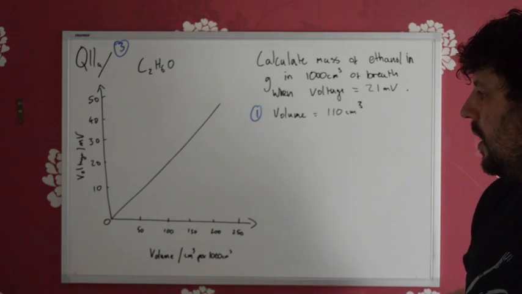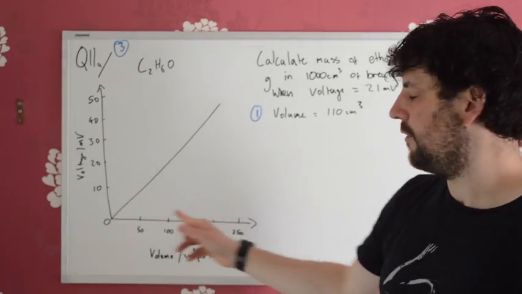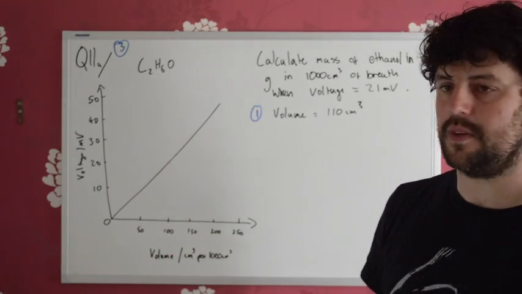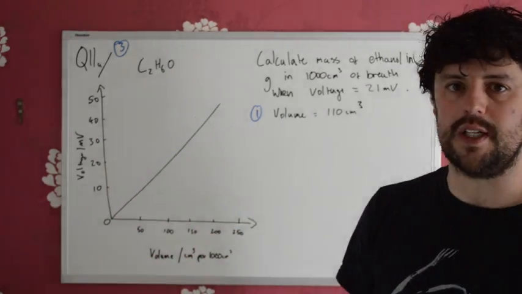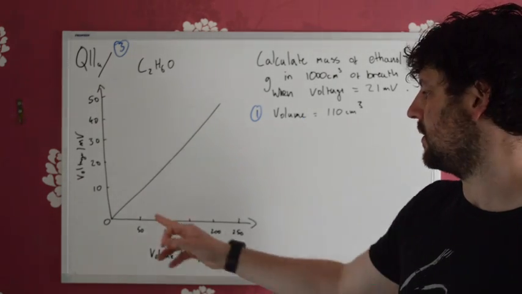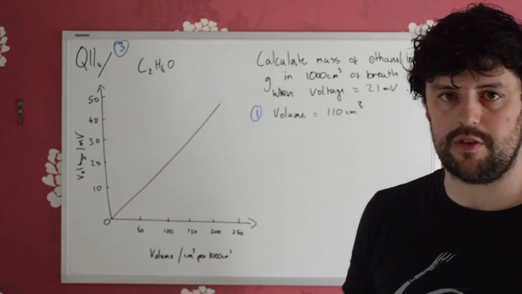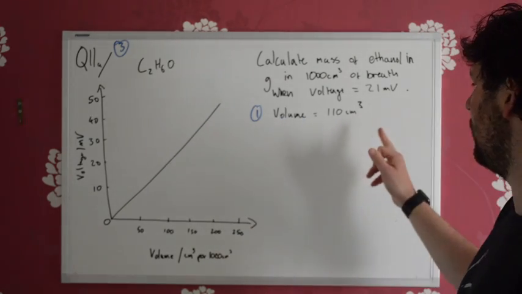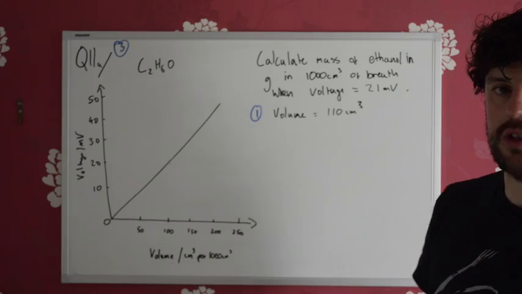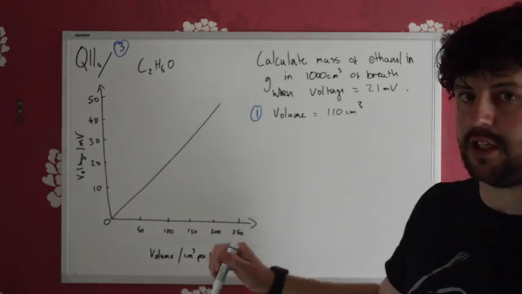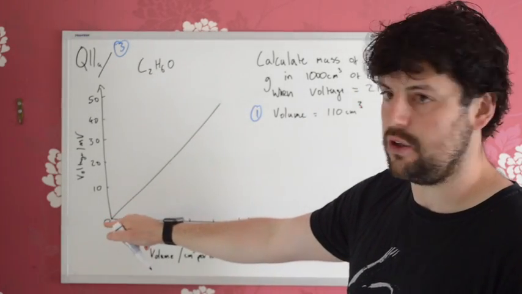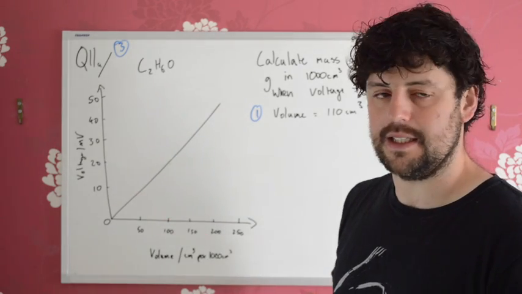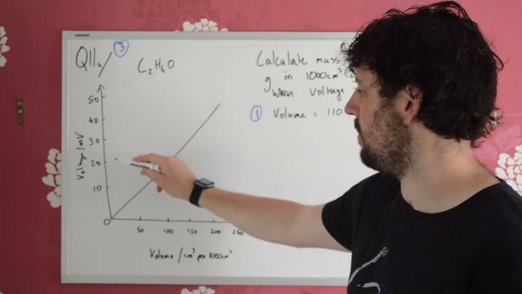So, I've copied out the graph from the question up here. It's obviously in more detail in the questions because there's minor grid lines, but I'll show you how to work out first of all the volume of the ethanol when the voltage is 21 millivolts. So the first thing you need to do is look at the graph and read up the y-axis until you get to 21 millivolts.